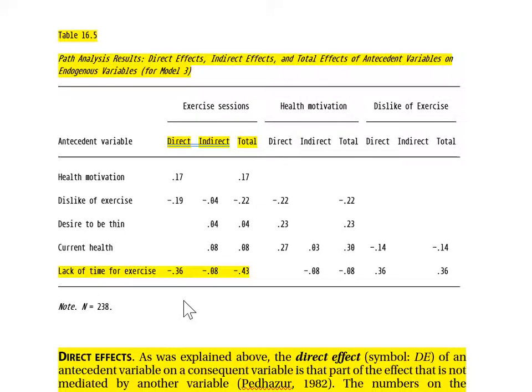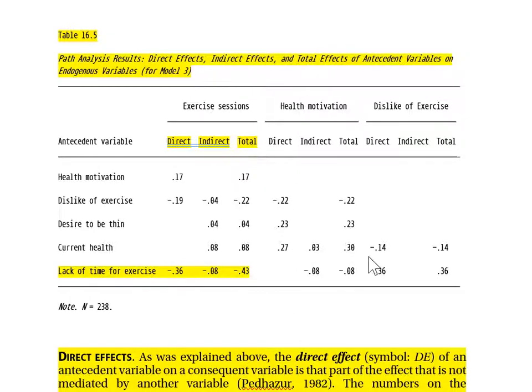But those are just the direct effects. There's other kinds of effects that I haven't really talked about so far in this video series. What about indirect effects? Yes, antecedent variables might have indirect effects on exercise sessions. The indirect effect of dislike of exercise on exercise sessions is negative 0.04. What could that possibly mean? And then finally, there's a column headed total. These are the total effects. What's the total effect of health motivation on exercise sessions? Total effect is 0.17. What's the total effect of dislike of exercise on exercise sessions? It's negative 0.22. Where do these statistics come from? We'll see them in a second.